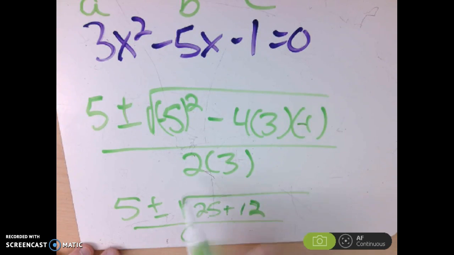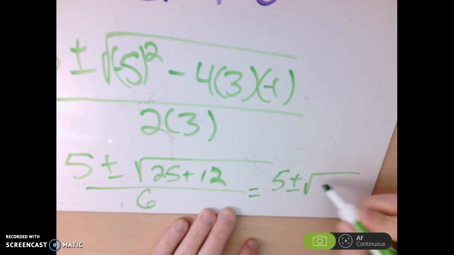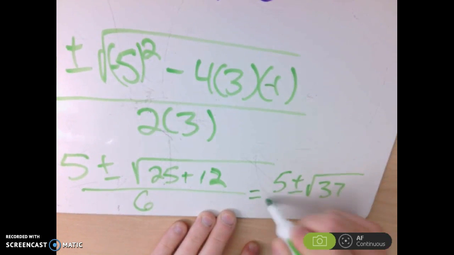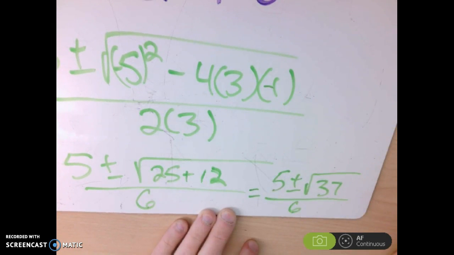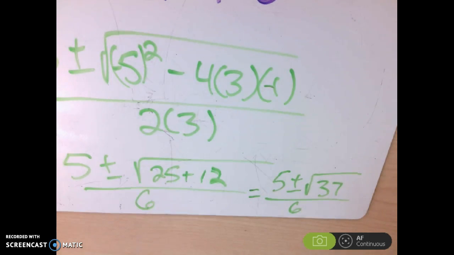Divided by 2 times 3 is 6. So now if I simplify this a little bit more, I get 5 plus or minus the square root of 37 all over 6. And I can't take the square root of 37. Last time I checked, 37 was prime, so I can't simplify, and 5 doesn't go into 6, so I'm done. I can leave it like that.